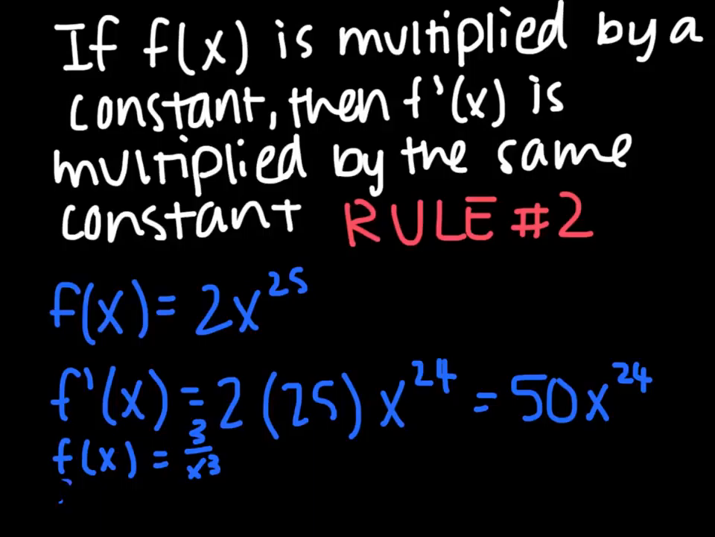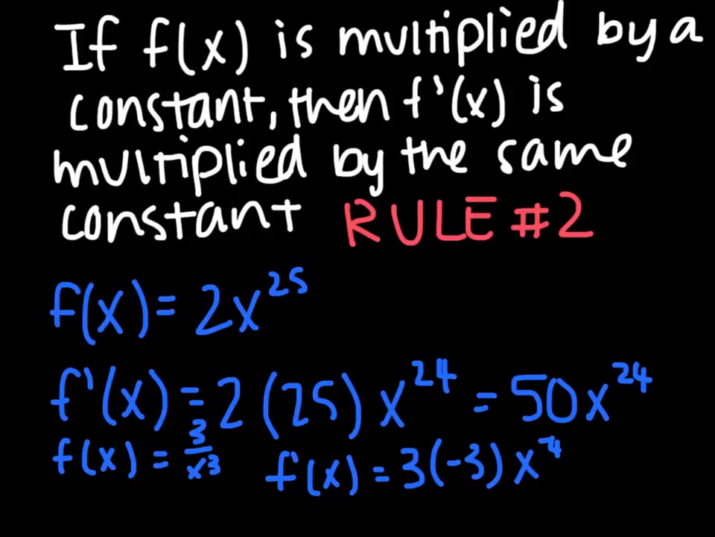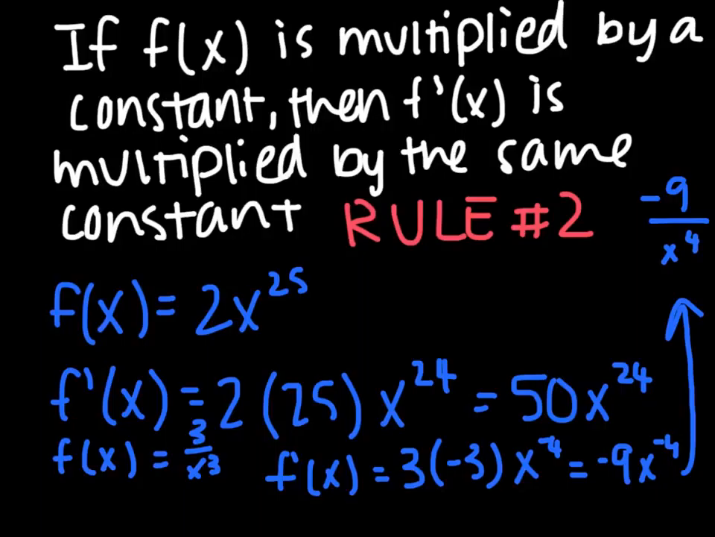I'll write it over here. If I have 3 over x cubed as my f of x, then my f prime of x would be 3 times the derivative of 1 over x cubed, which would be the same thing as x to the negative third, and the derivative of that is negative 3 times x to the negative fourth. So if I simplify this, I'll get negative 9x to the negative fourth, or negative 9 over x to the fourth. So that is rule number 2. If f of x is multiplied by a constant, then f prime of x is multiplied by the same constant.